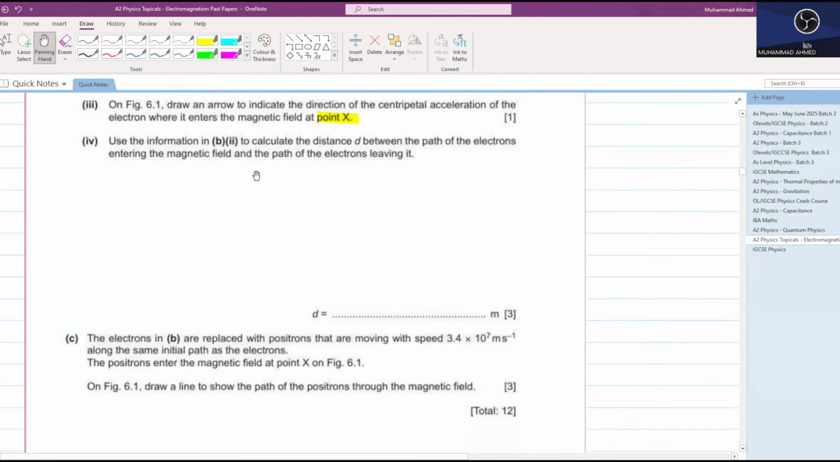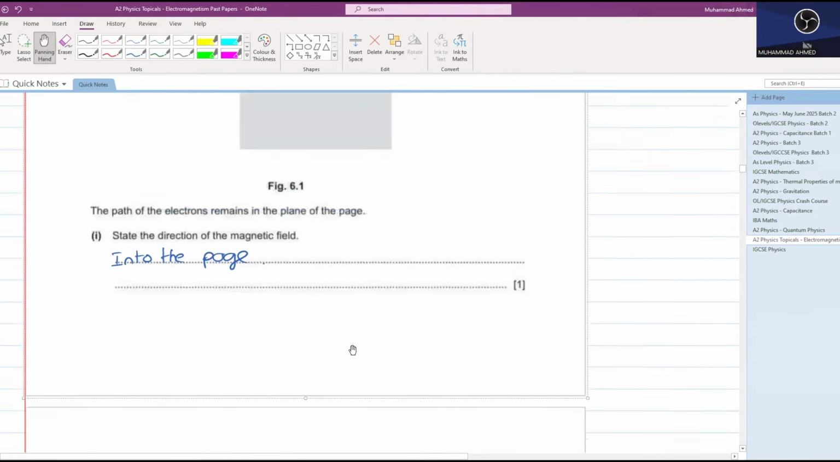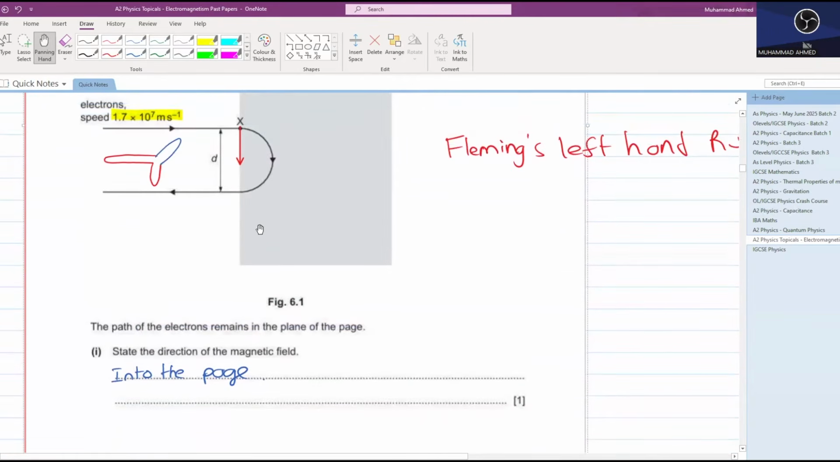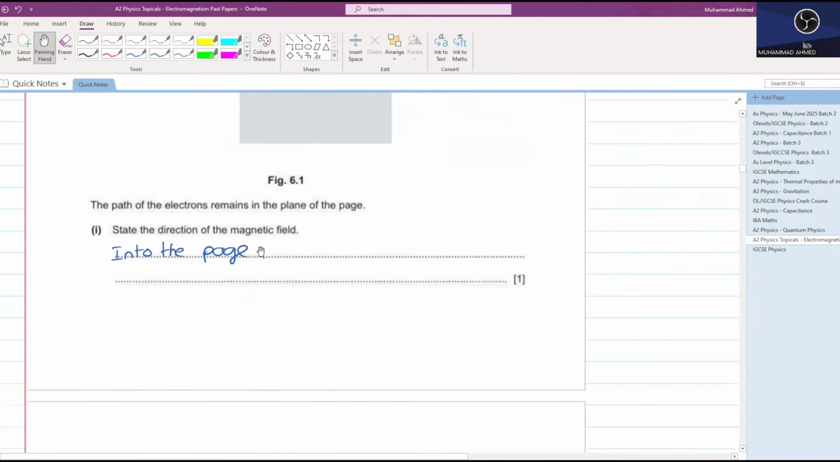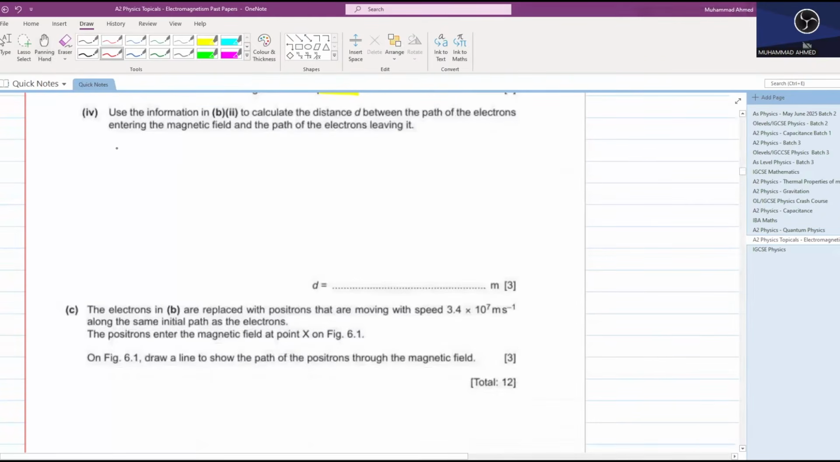Use the information in B1 to calculate the distance D between the path of the electron entering the magnetic field and the path of the electrons leaving it. So what is this distance D? This entire distance D. How can we calculate this? We know that the centripetal force is equal to the magnetic force in this case. So let's apply the same logic here. I guess we have discussed this in an earlier question as well.